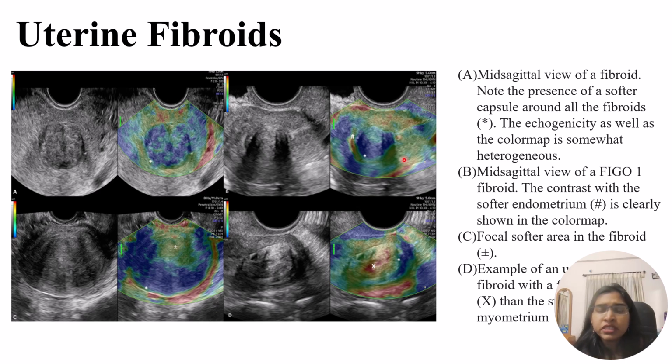This picture is of a mid-sagittal view of a Figo 1 fibroid. The contrast with the softer endometrium is clearly shown in the color map. So we can clearly see that there is a contrast with the softer endometrium.